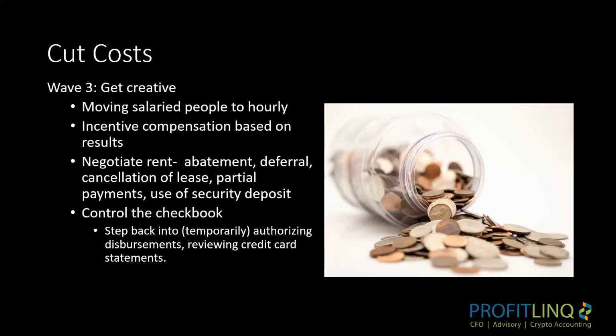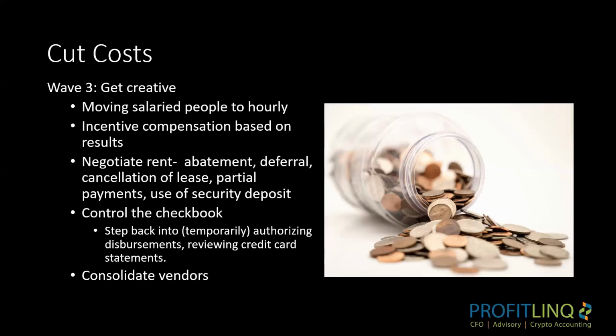for some time. And so where you may take a first pass at your P&L for cost cutting, this second pass at actually writing the checks for what is going out is a real eye-opener for the owners. So step back temporarily into authorizing those disbursements and reviewing your credit card statements. Again, it might be small costs, it might be couch cushion costs, but like I said, they do add up very quickly.